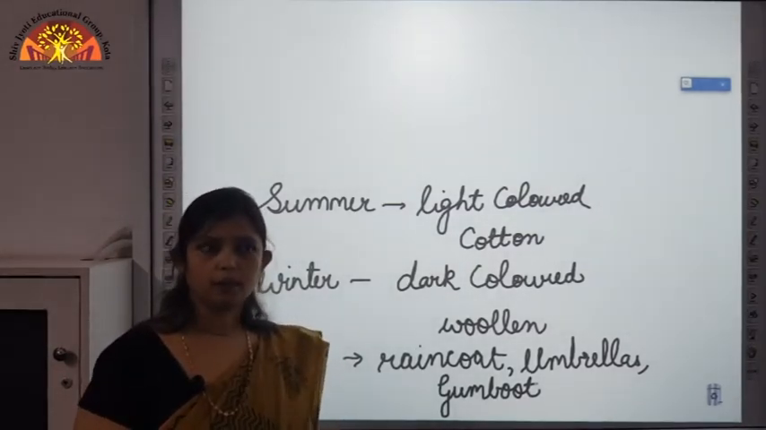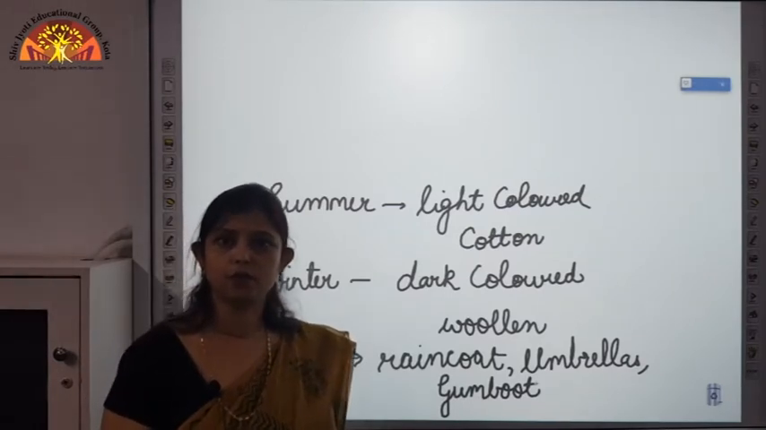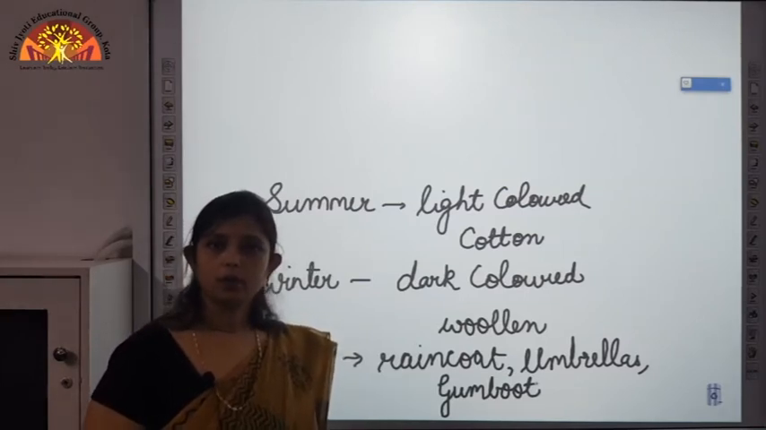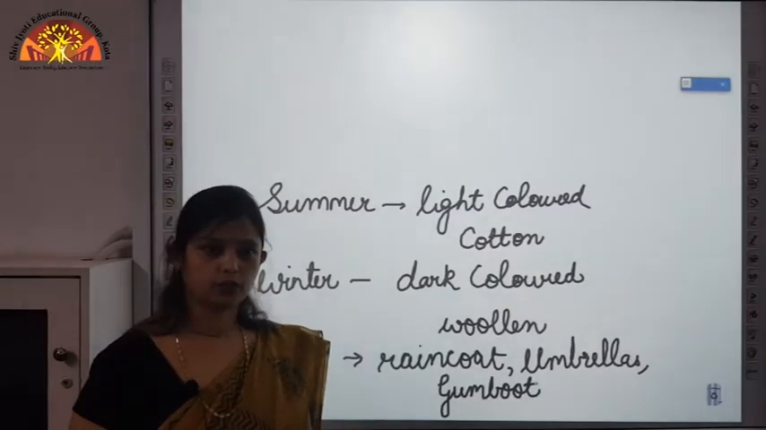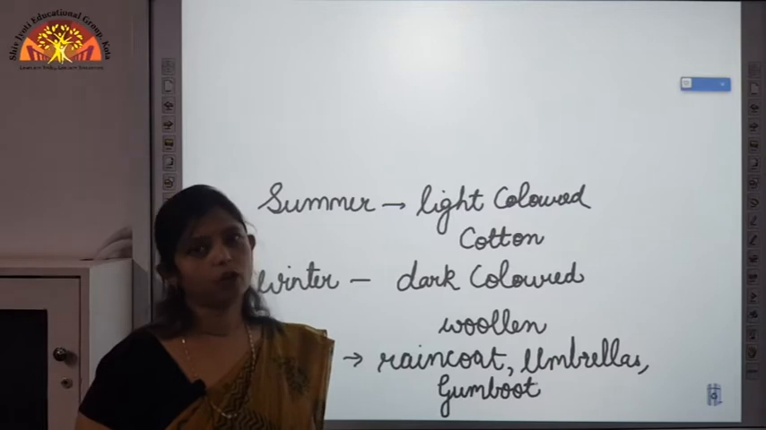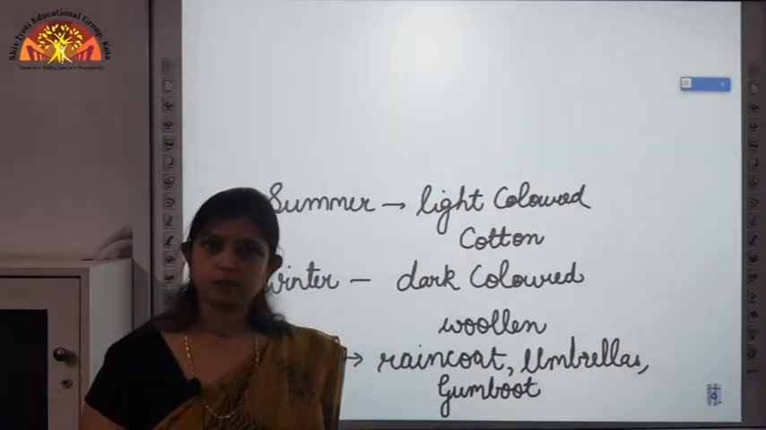Not only this, people of different professions also wear different types of uniforms. Like doctors, they wear white apron. Lawyers, they wear black coat. So there are different uniforms for different professions, as well as the people living in different regions, they also wear different types of clothes. So this was about the different types of clothes.